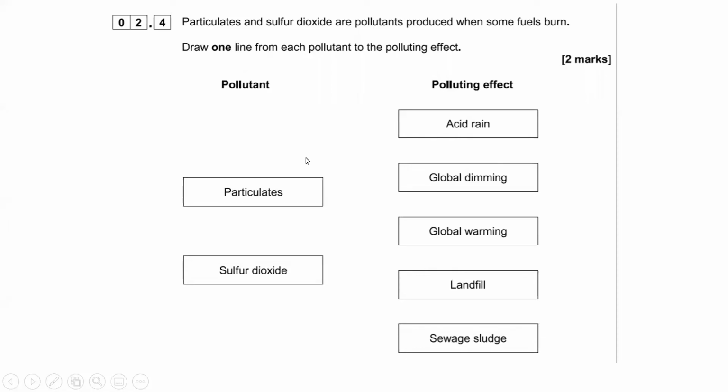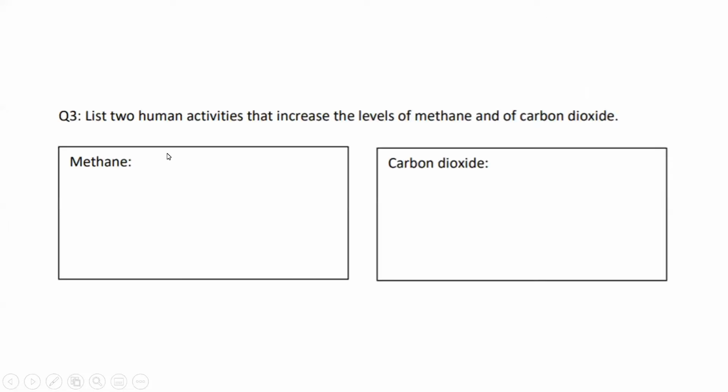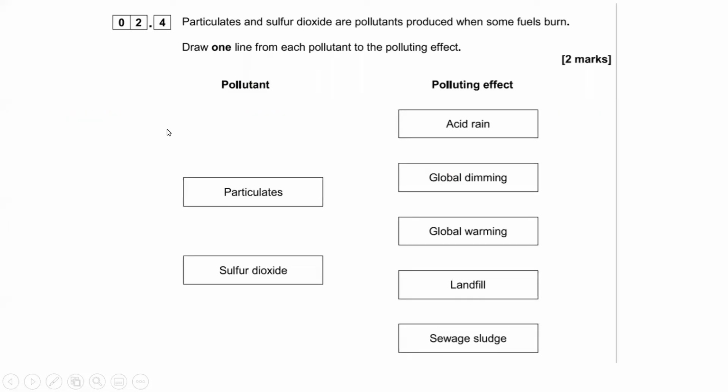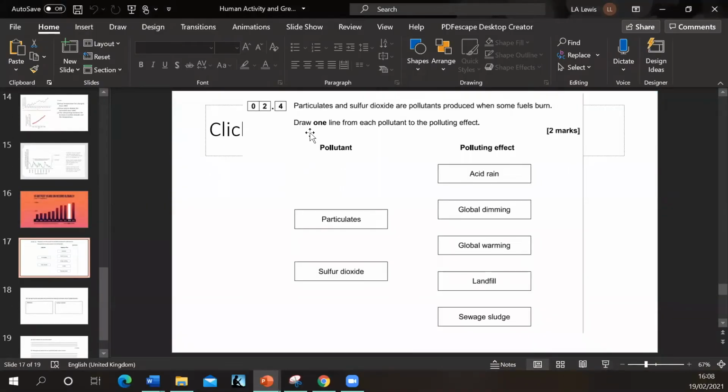Okay. Let's look at some questions then. I'm just going to take that off the screen so I can write on it. Okay, so it's from an exam. So particulates. We're going to talk about those a little bit.